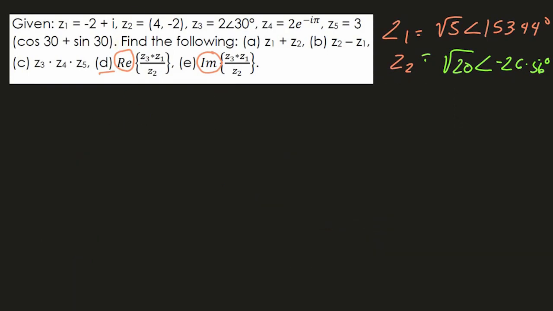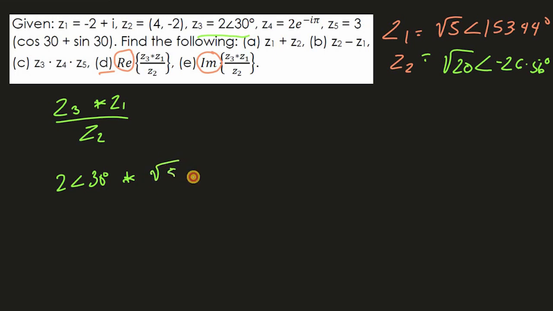So now, may values na tayo ng ating mga to, and we can now certainly solve for the value of kung ano yung hinahanap natin. Okay? So that's Z3 times Z1 over Z2. Z3 natin, where's Z3? Ito. Z3 is ito. So that's 2 angle 30 degrees times Z1. Z1 is ito.